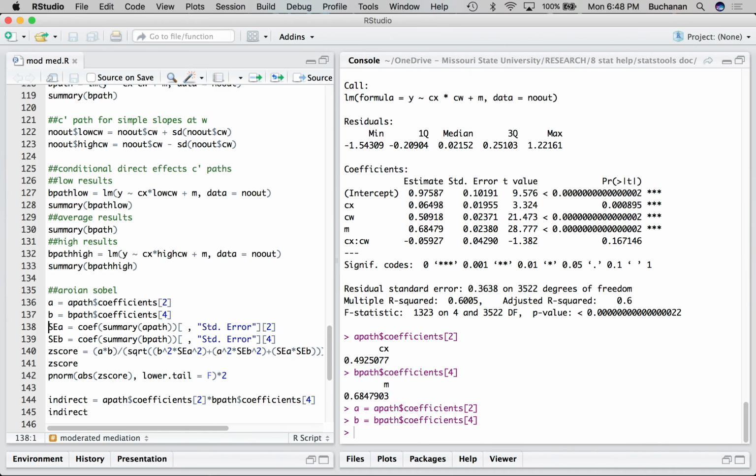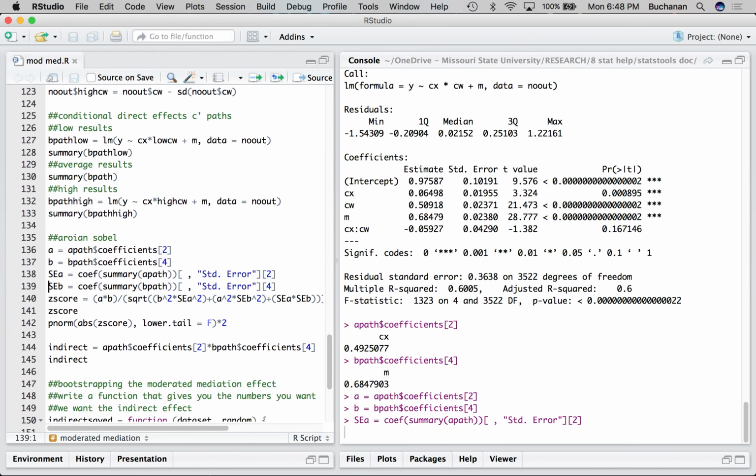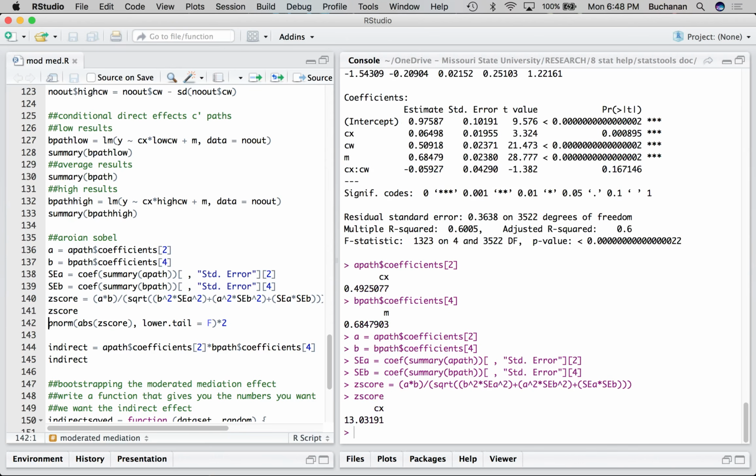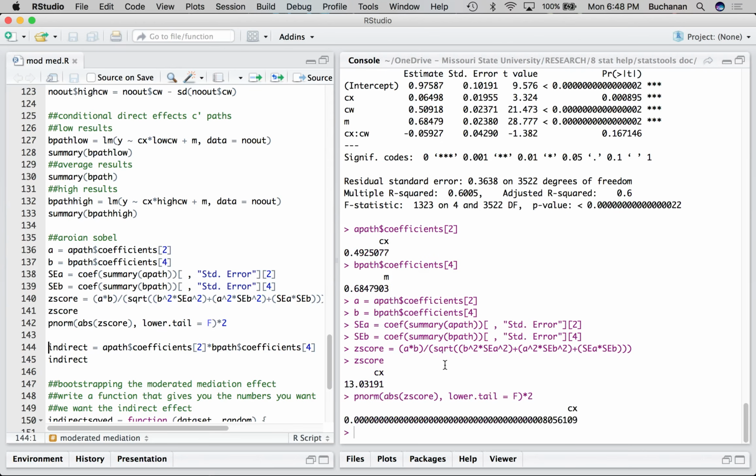Because the mediation effect, or the indirect effect, is A times B. So I pulled A and B. I'm now going to pull their standard errors. This z-score test is this version of Sobel. It's slightly different than the version of Sobel that PROCESS is using, but we'll get a pretty similar answer. So we get that our mediation effect is 13, which is a z-score with a very, very tiny p-value.